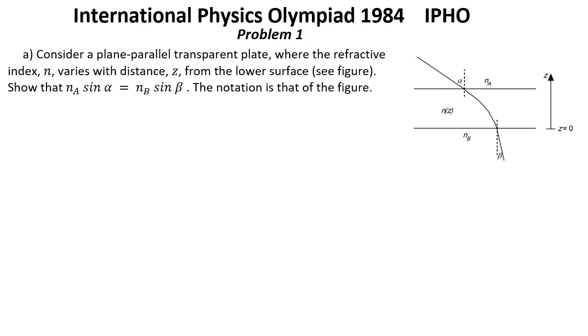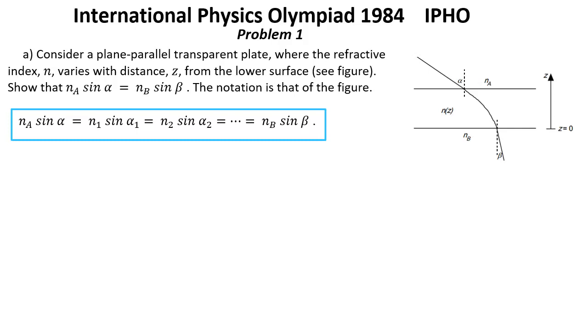According to Snell's law, we have for one surface between two layers this formula. Now we can split our plate into infinitesimal layers with a constant coefficient of refraction, and for each border we can write Snell's law, which gives us this sequence of equations. So finally we have n_A sine alpha equals n_B sine beta, which is the solution for question A.